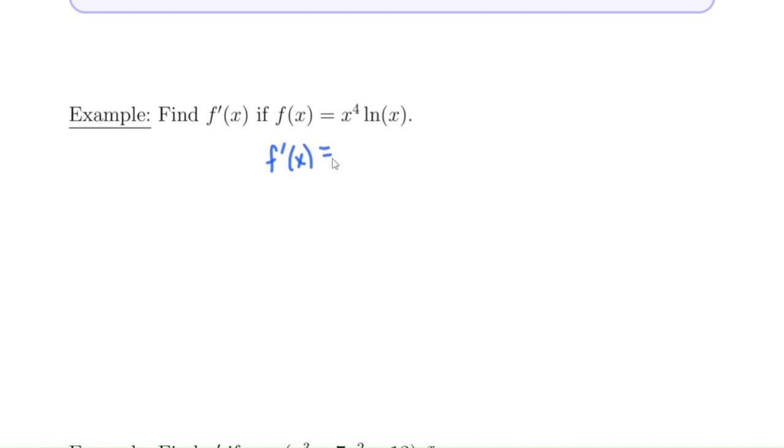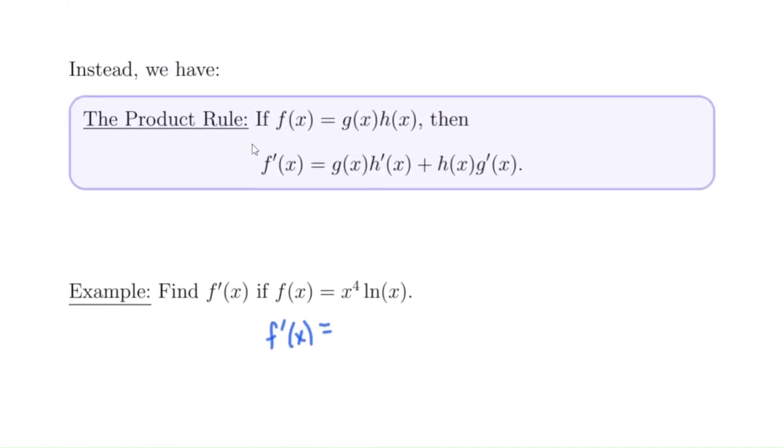Okay, well, in this function, if we were thinking of it in terms of g and h, the g of x would be our x to the fourth, and the h of x would be our natural log of x. But again, I don't even like to think of it in terms of g and h. I just like to think of it in terms of a first function, x to the fourth, and a second function, natural log of x.